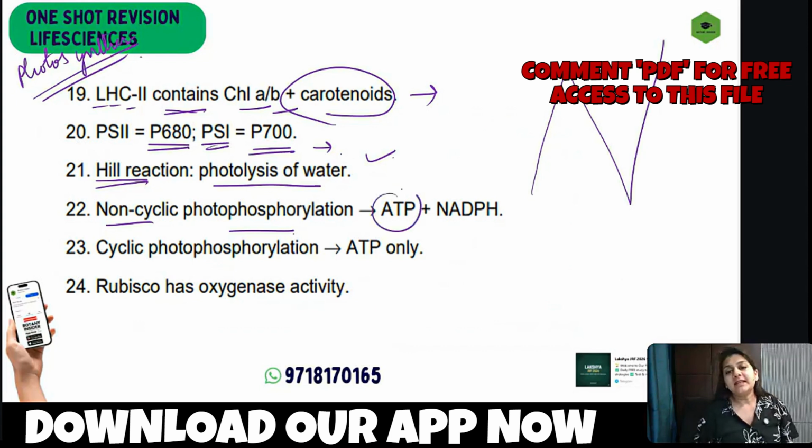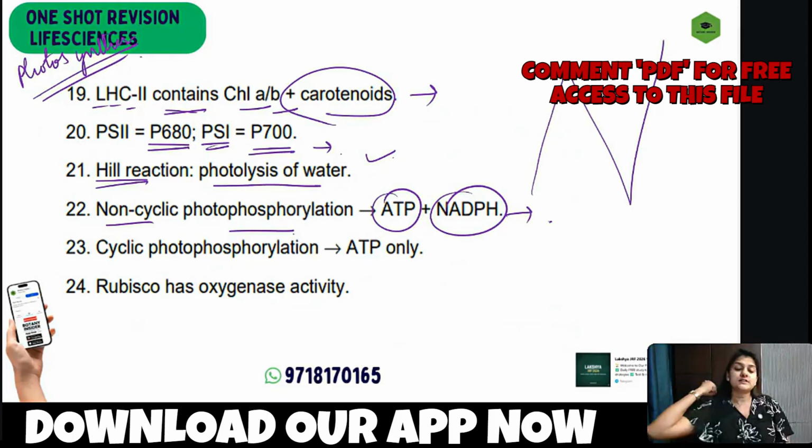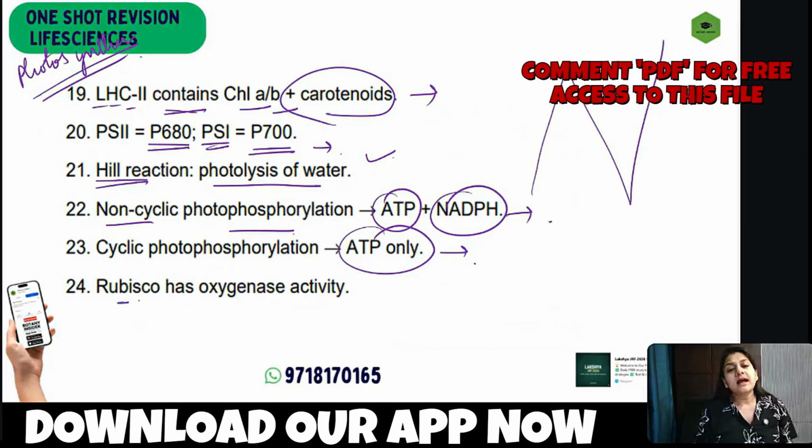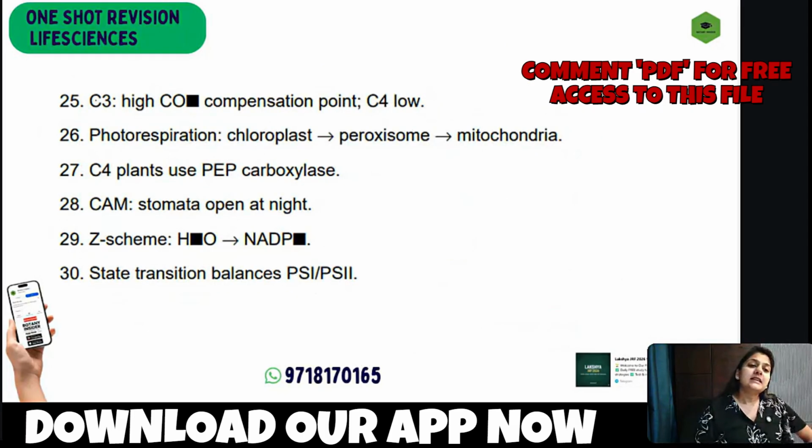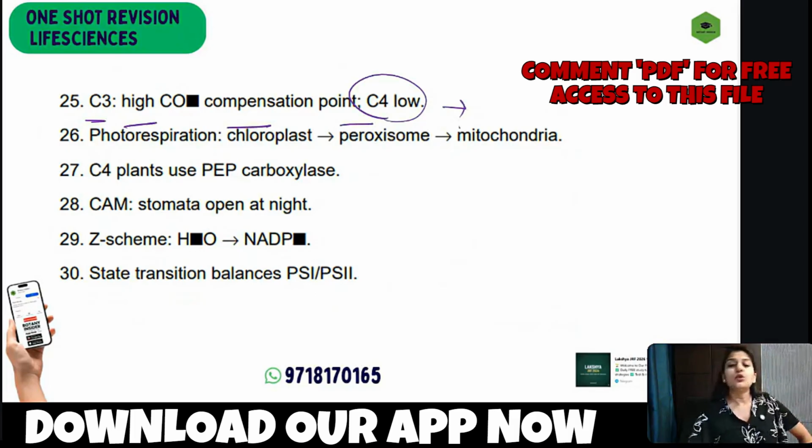In this, ATP and NADPH both are produced, and when we have only the cyclic photophosphorylation, only ATP is produced. Rubisco has both oxygenase and carboxylase activities. Depending upon the concentration of oxygen and carbon dioxide, you get to see the functionality, right? C3 has a high CO2 compensation point and C4 has a lower one, right?